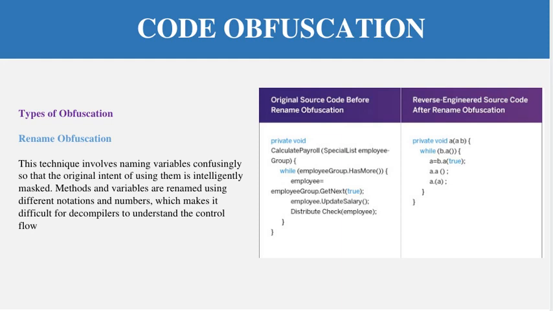Here you can understand that the main objective of obfuscation is to avoid decompiling and reverse engineering, so that the logic of the application or the source code is not exposed. Because if the logic of the source code is exposed, anyone can misuse it.